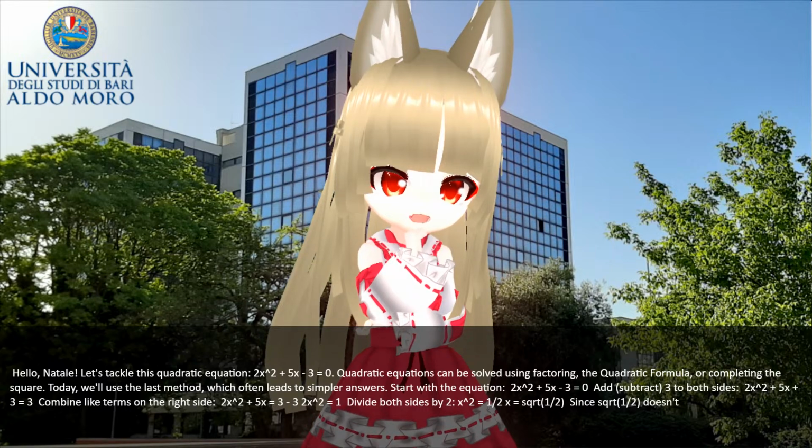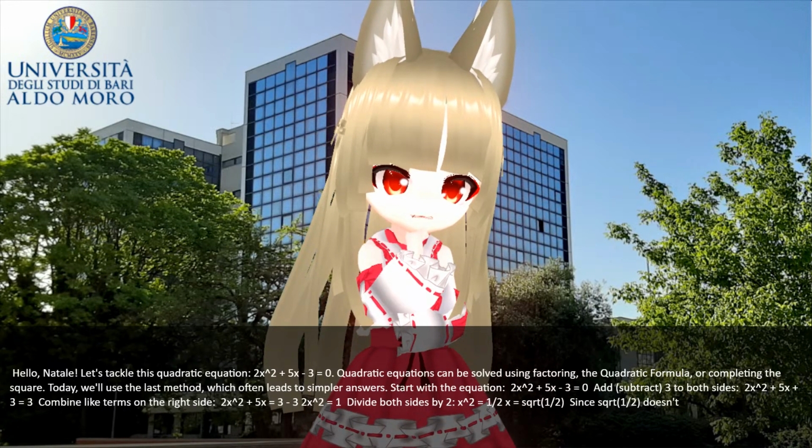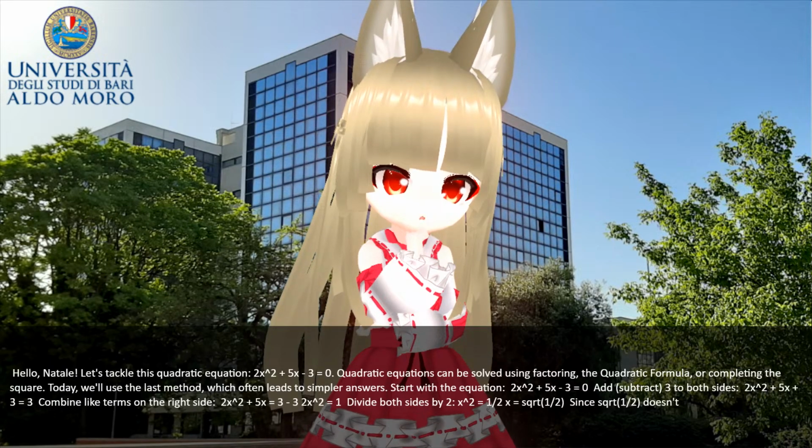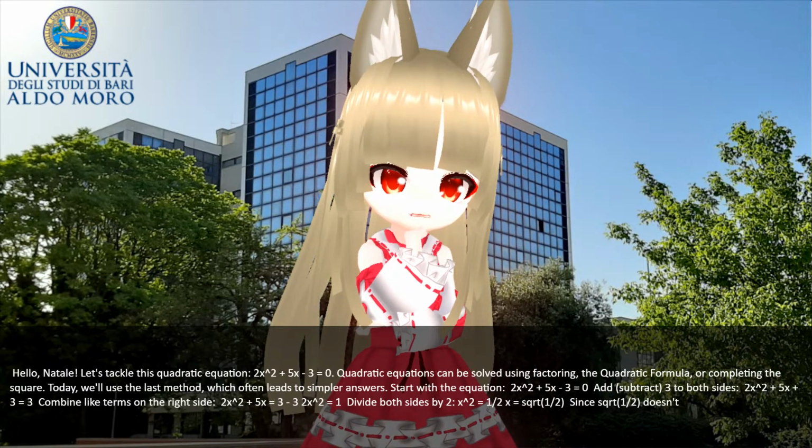Subtract 3 from both sides. 2x² + 5x + 3 = 3. Combine like terms on the right side. 2x² + 5x + 3 = 3 = 2x + 1. Divide both sides by 2. x = 1/2 certain 2 since certain 2 doesn't.